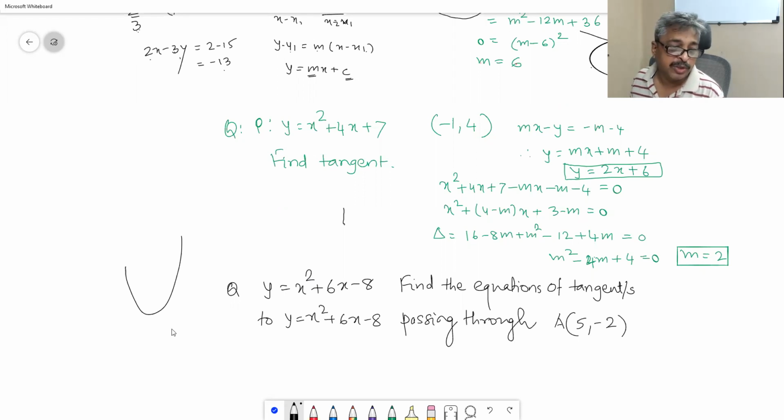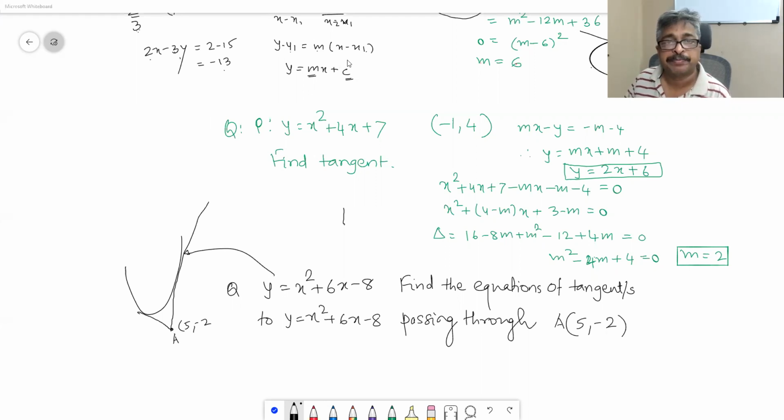So I am now giving you something like this. A is sitting outside, 5 comma minus 2. And this is the parabola. Find the equation of tangent, the oblique tangents. So if the point is away, I am sure there will be two tangents like this. And hopefully the numbers are going to be good if you are lucky. If I have made some mistake while doing calculations, and if you start getting bad numbers, you report it to me immediately.